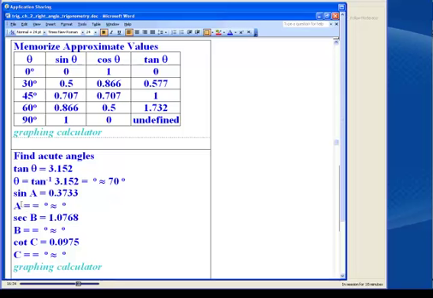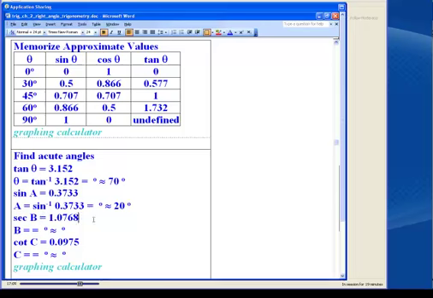And then we'll see on the graphing calculator. In order to figure out sine A equals 0.3733, what we do is we determine the inverse sine of 0.3733, which is between 0 and 0.5, so the angle should be between 0 and 30 degrees. So I'm guessing 20 degrees.